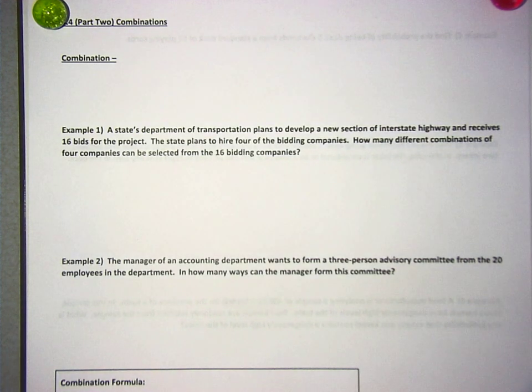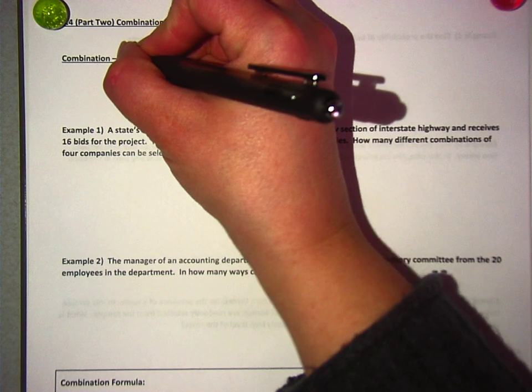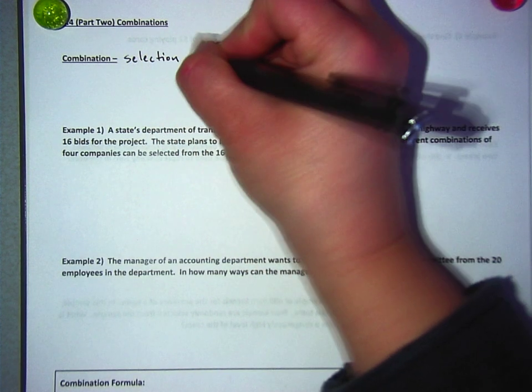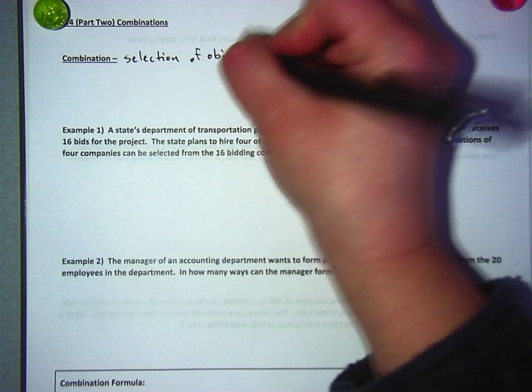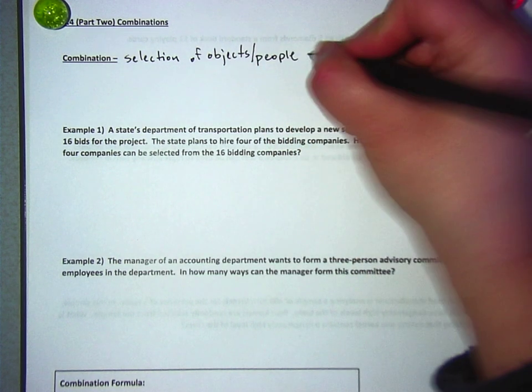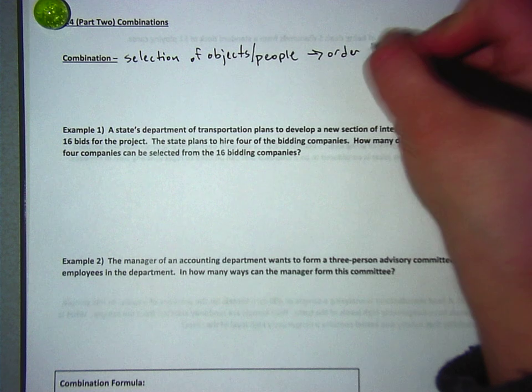So we're starting with the definition of a combination. And a combination is defined as, how do I want to write this? Selection of objects or people. Order doesn't matter.